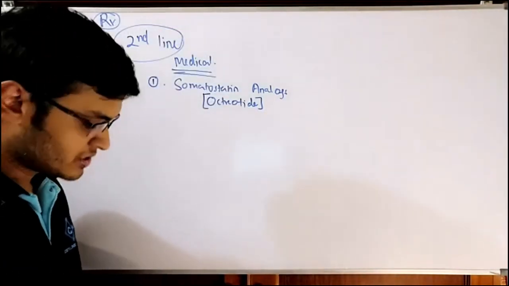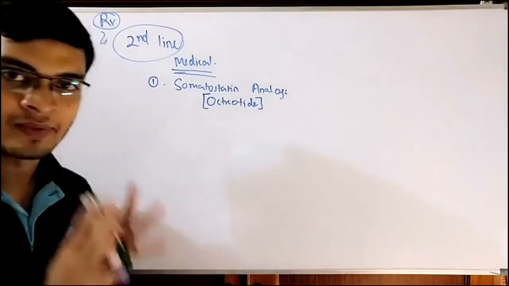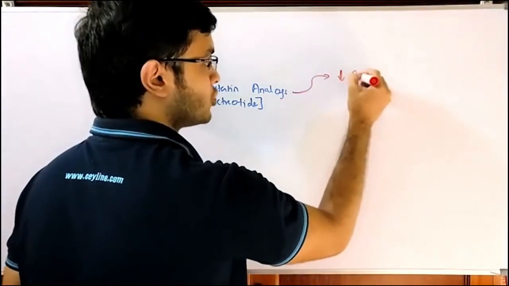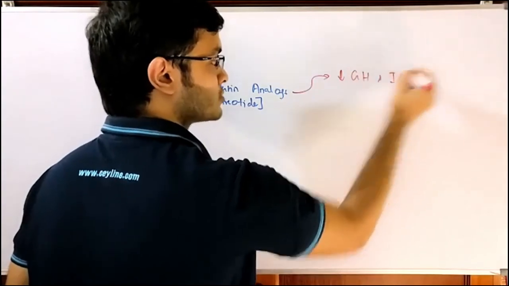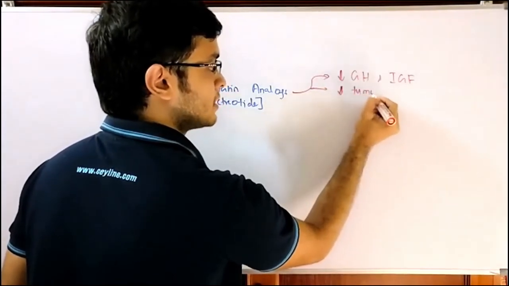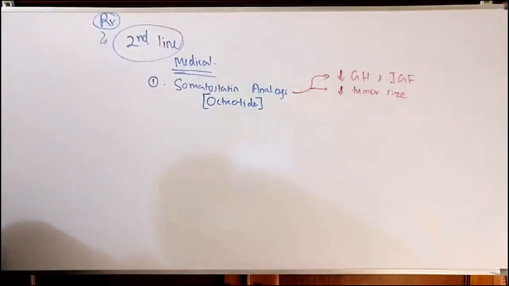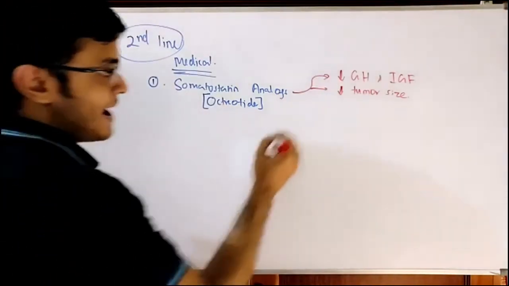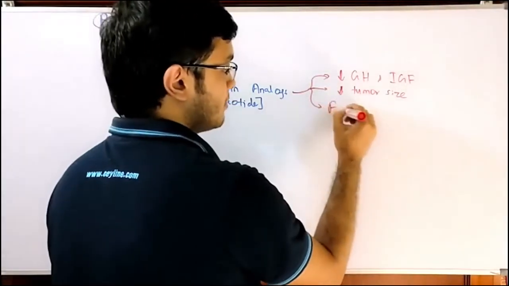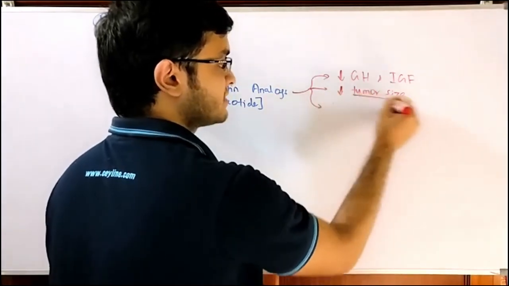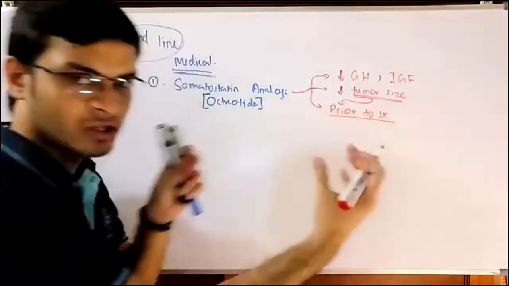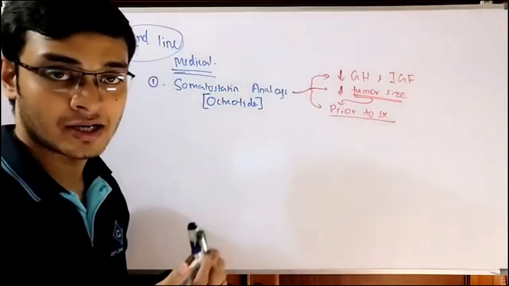Somatostatin analog, guys. Why are we giving this? Now you all should understand from the physiology, look at your hypothalamus. What does this do, guys? It helps reduce growth hormone and IGF. Apart from that, it can help reduce tumor size. And you can use this prior to surgery. Just write down prior to surgery. Because of this tumor size reduction, you can use this drug prior to surgery as well, to shrink the tumor a little bit, and then do the transsphenoidal surgery.